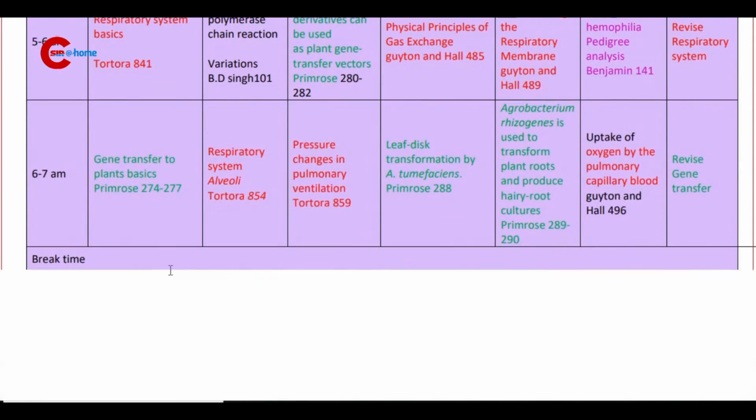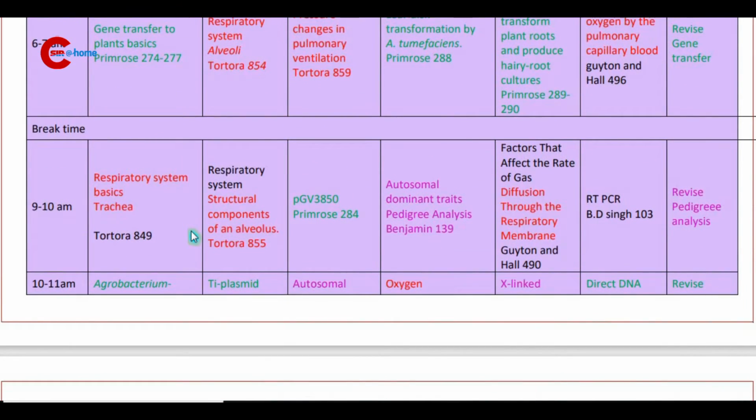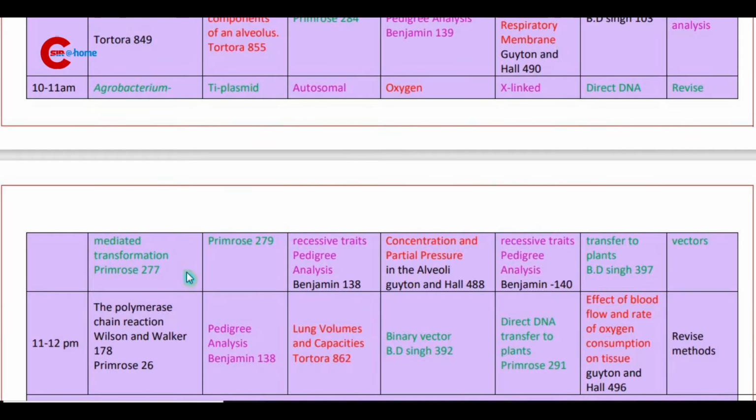Then 6 to 7 a.m.: study gene transfer to plants. Basics. There are 4 basic strategies. Okay, just study these things. Then 9 to 10 a.m.: study respiratory system, trachea. 10 to 11 a.m.: agrobacterium mediated gene transformation, from Primrose, page number 277.